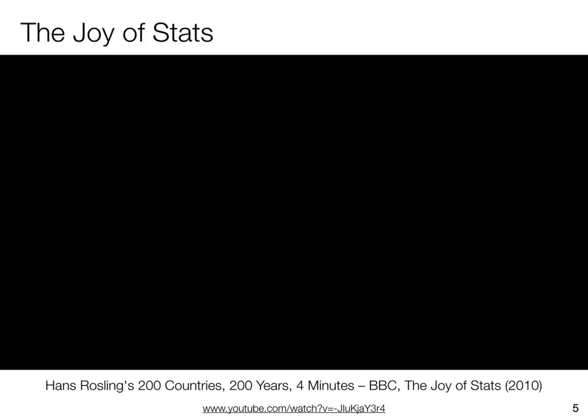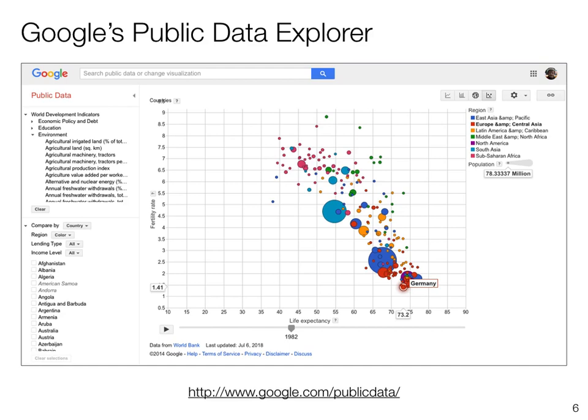There has actually been also an interactive version of the same visualization that you've seen. So the Google Public Data Explorer allows you to dive into similar data and look at the temporal development. So in this, you can actually set different filters and dive into subsets.